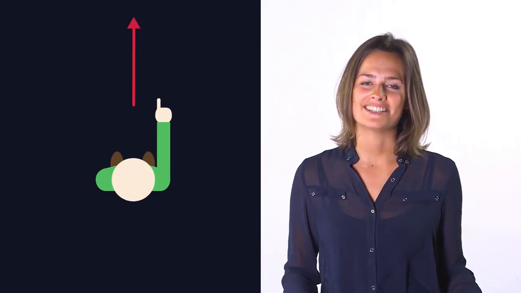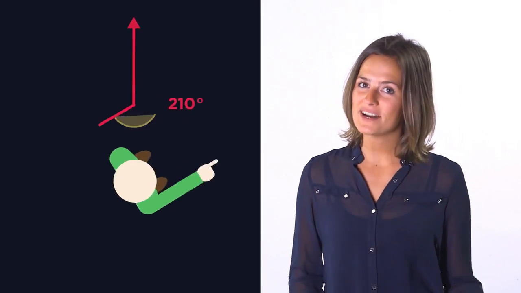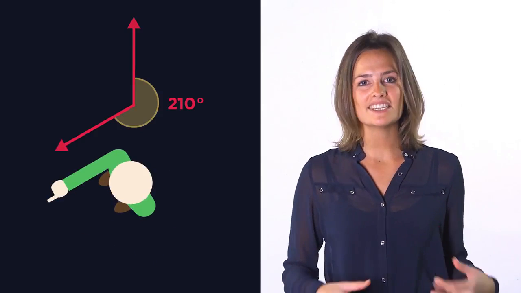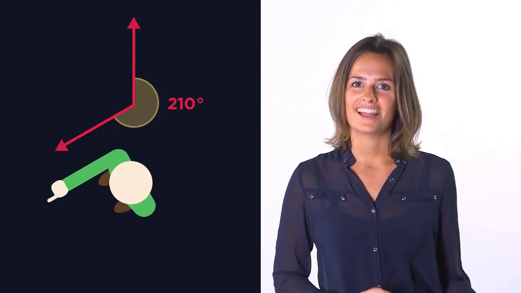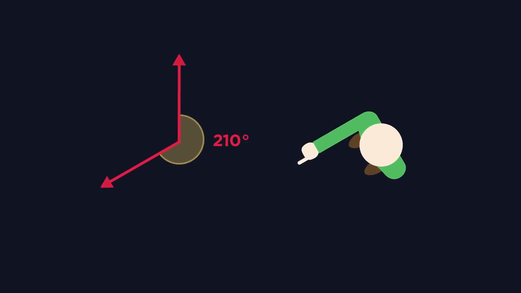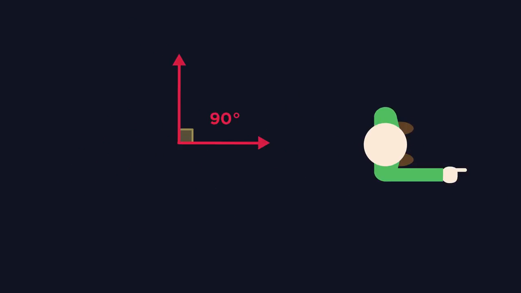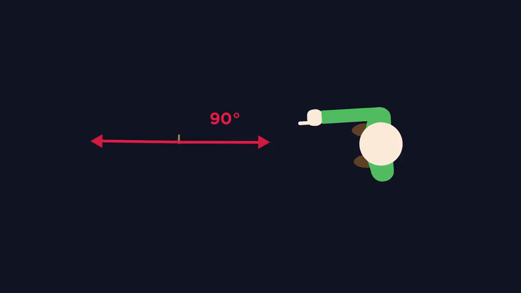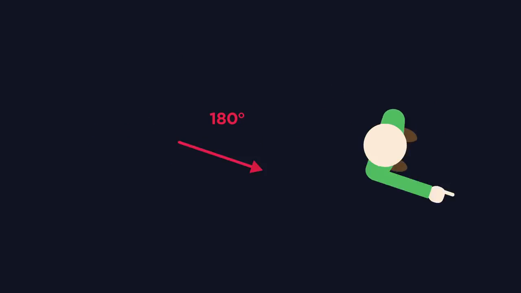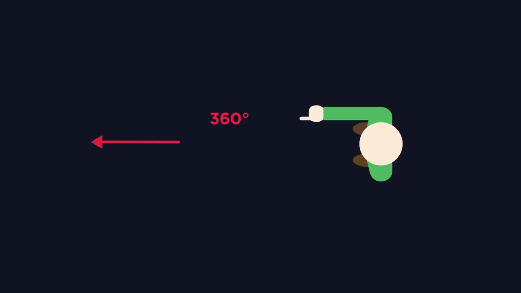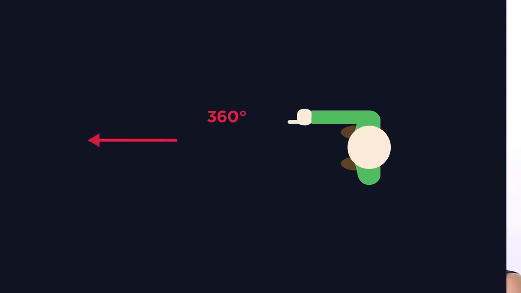An angle measures the amount of turn, so how much has been turned. They're measured in degrees, which are written like this. A quarter turn is 90 degrees. A half turn, so turning on a straight line, is 180 degrees. And a whole turn is 360 degrees.